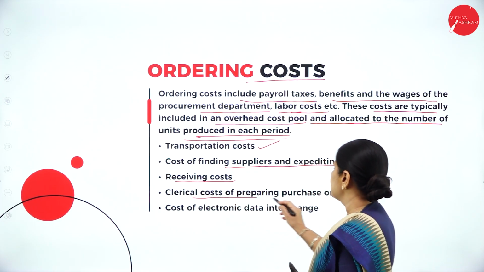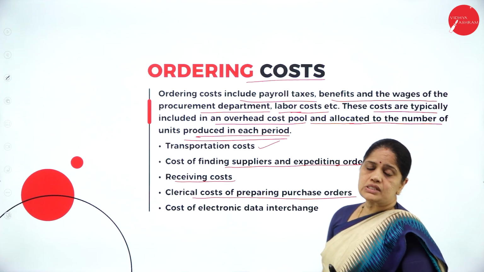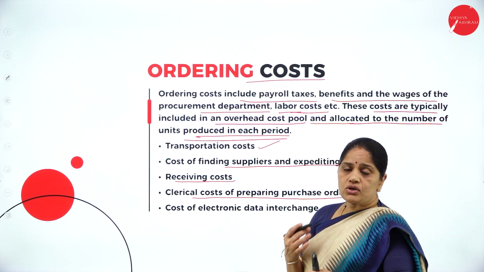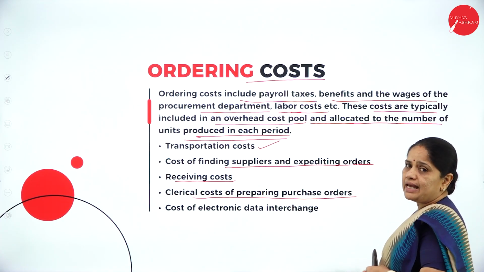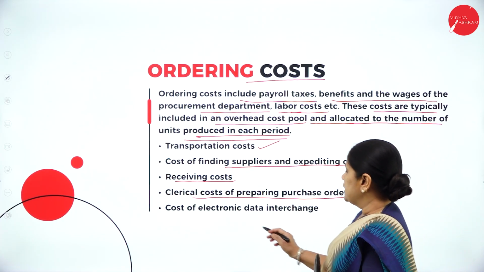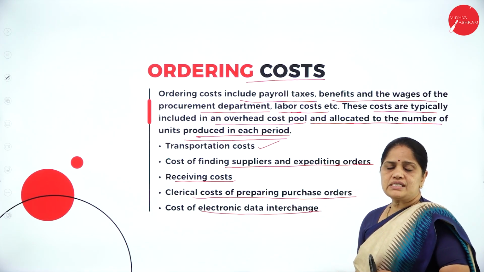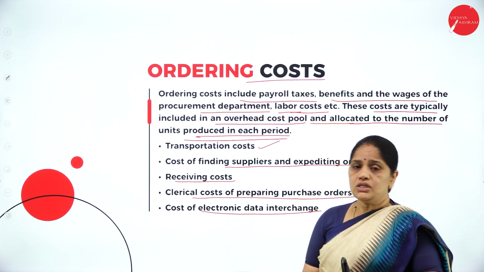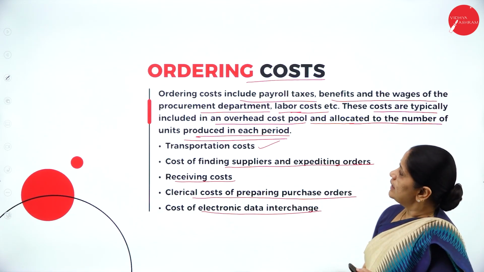Then clerical cost of preparing purchase orders. Now you will have many clerks who will be preparing the orders. So what is the cost of having them on the job, paying them salaries? All that will be included. Then the cost of electronic data interchange. Whatever cost is involved in the electronic data interchange, all these are a part of the ordering cost.